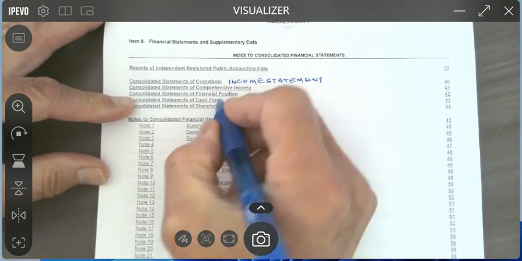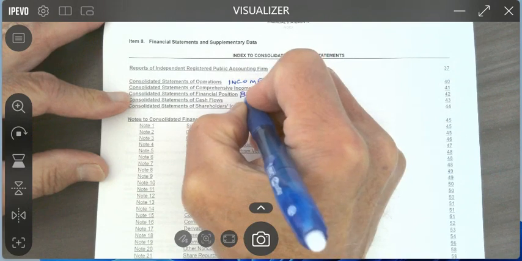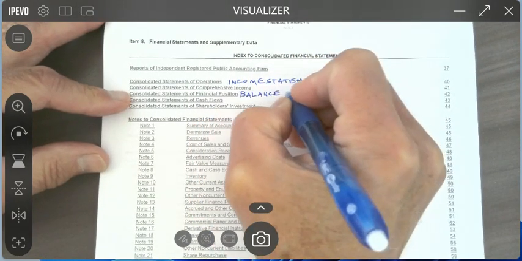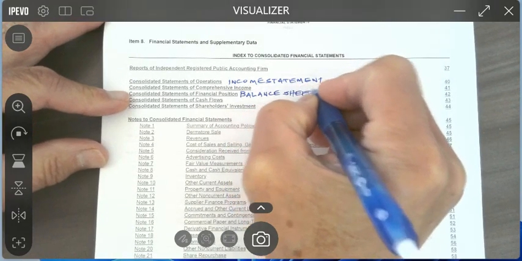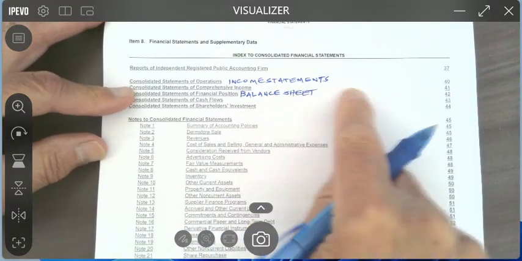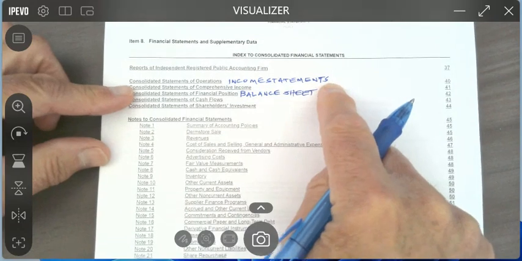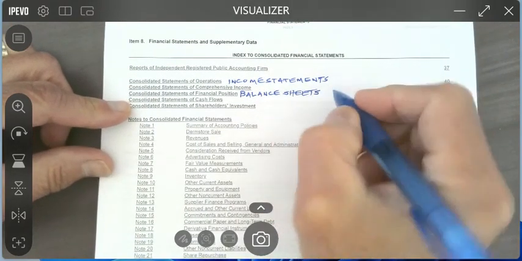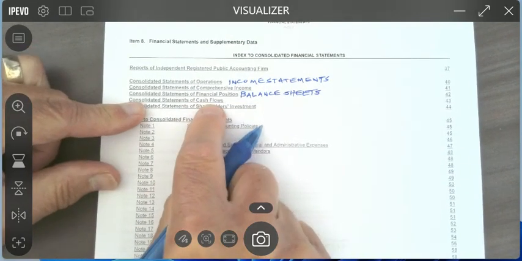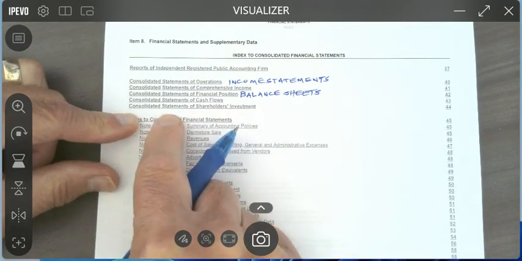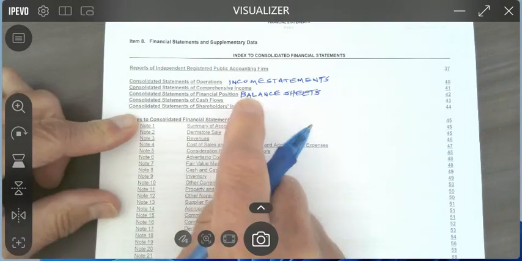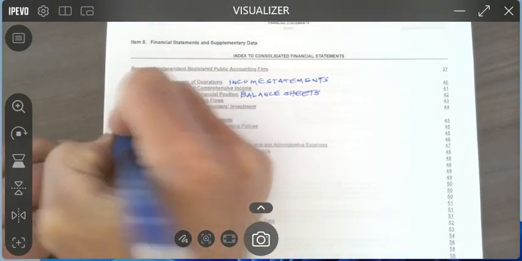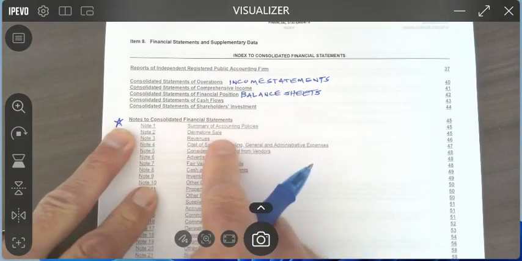The consolidated statements of financial position. That's the balance sheet. And I should say sheets and income statements because we provide 3 comparative years of income statements and 2 years of balance sheets. The statements of cash flows, 3 years of statements of cash flows, and the consolidated statement of shareholders' investment. And we'll learn to prepare all of these. There are then the notes to the consolidated financial statements.